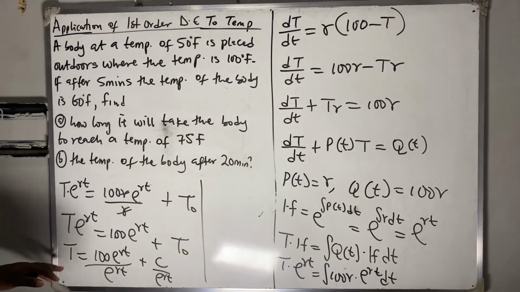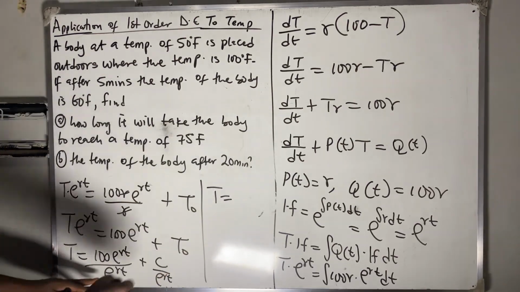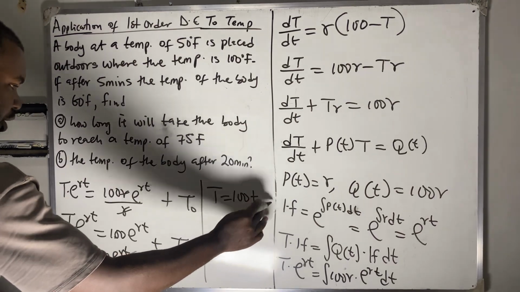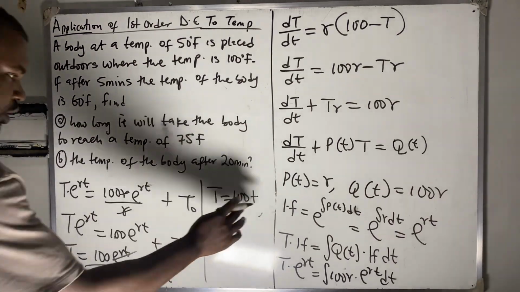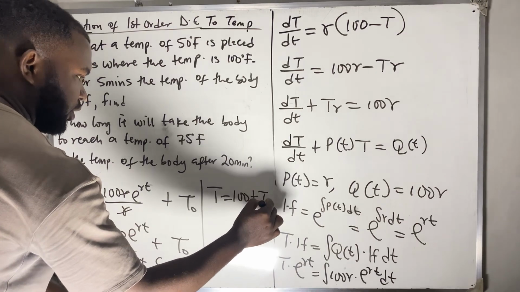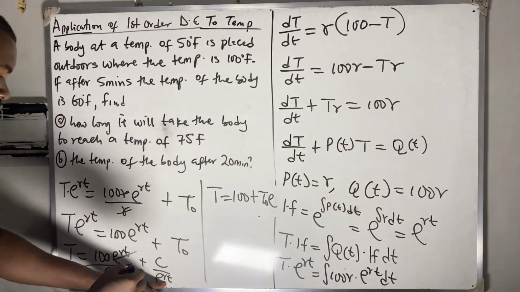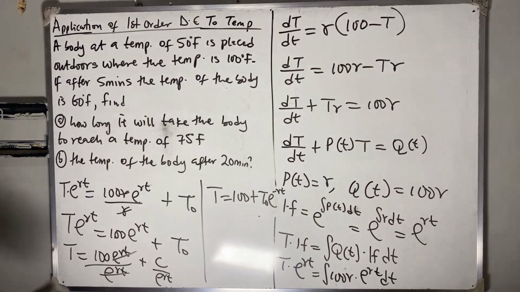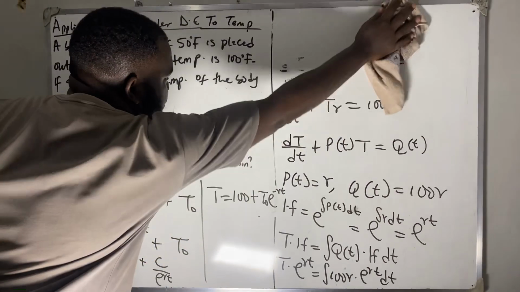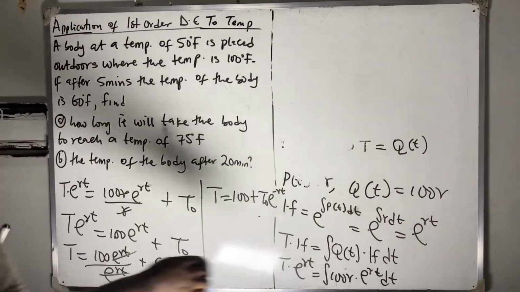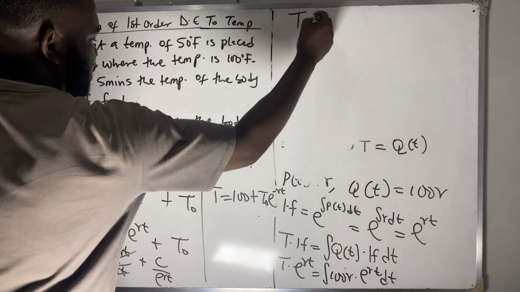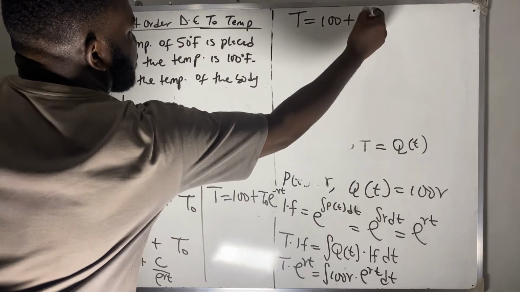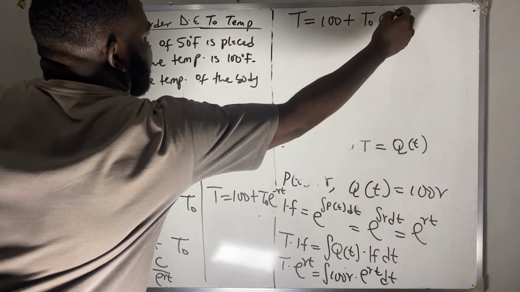So having this, we will now have that T itself will now be what? This cancels this. I'm going to have 100 plus what I'm having here is T naught exponential minus RT. Okay? So that will now be the equation we are going to be using to solve our problem. So the equation we are using says that T is equal to 100 plus T naught exponential minus RT.